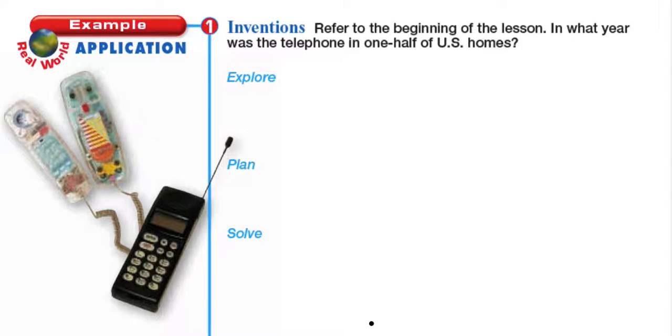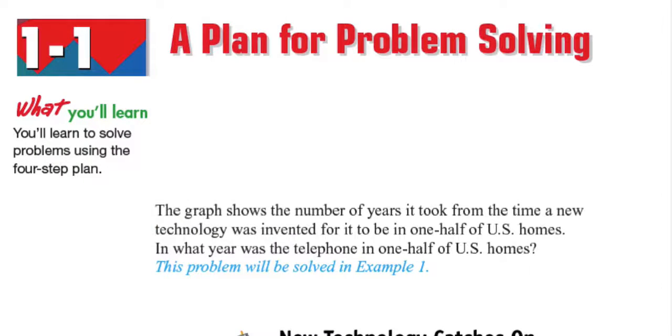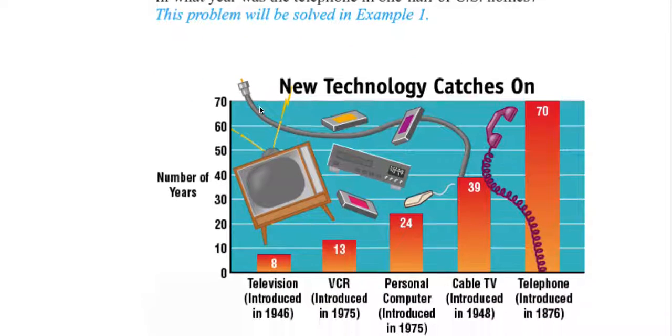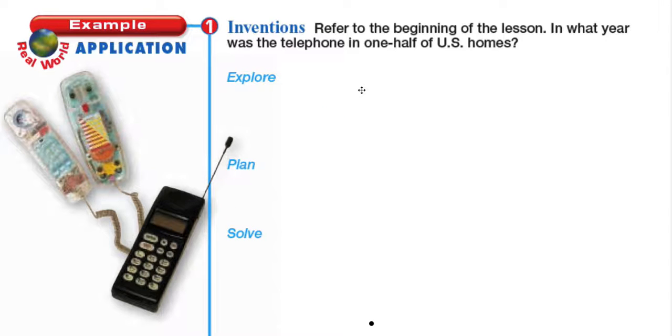Remember, in example 1 we are asking, in what year was the telephone in one half of all U.S. homes? Okay, and let's go back to that graph and just recall what the graph looks like. This is how the graph looks. So you have your bar graph, and then we'll answer example number 1. And this is example number 1.